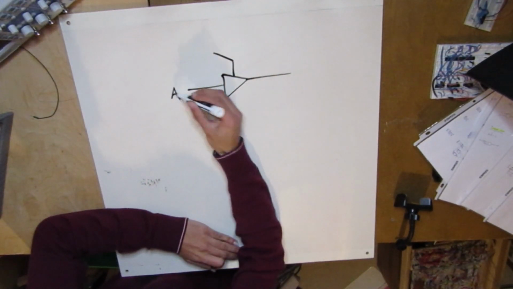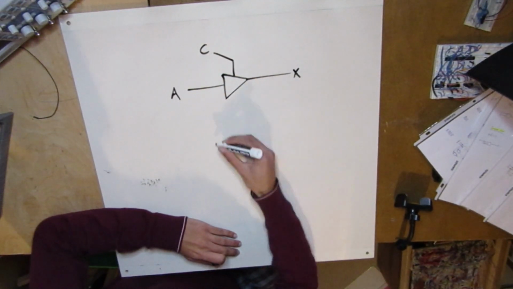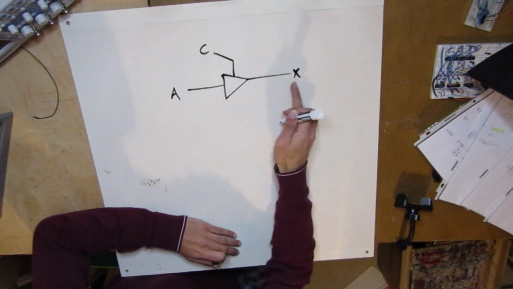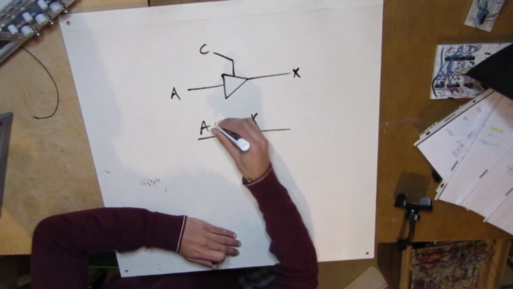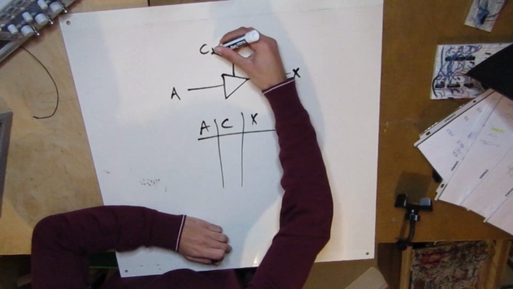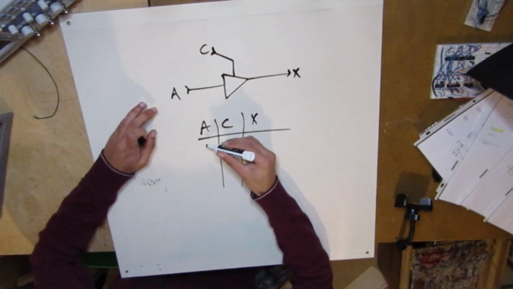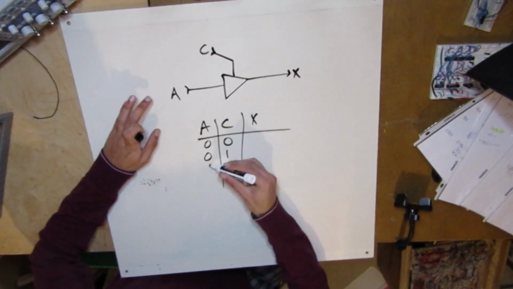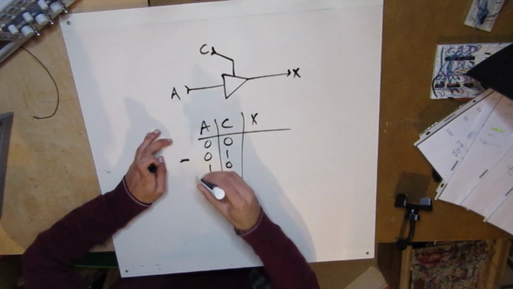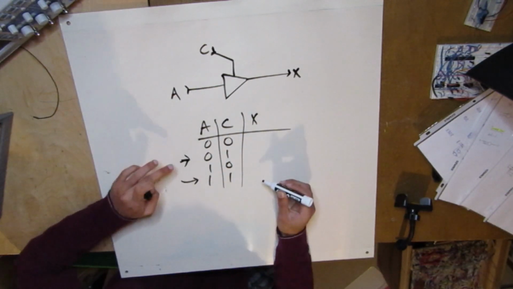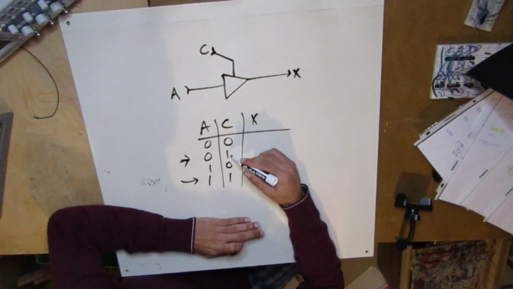Okay, so we have A, we call this one the control, so I'm going to give it C, and we have X. And let's draw the truth table for this one. It's literally a buffer, but it has an extra control. A, we have C, and we have X. C is an input, and A is an input, and X is an output. Let's draw out the combinations. I'm only going to go for the second combination and the fourth combination first, where the control line is a 1.